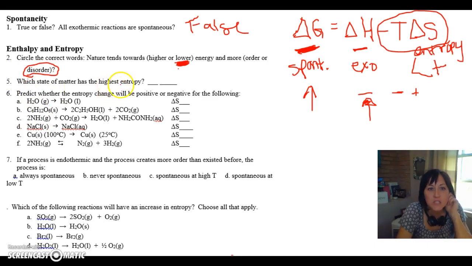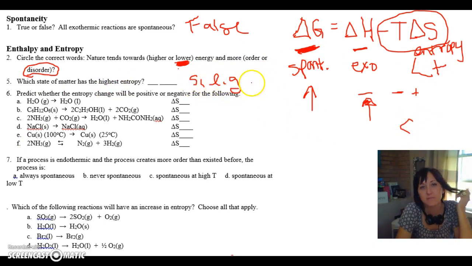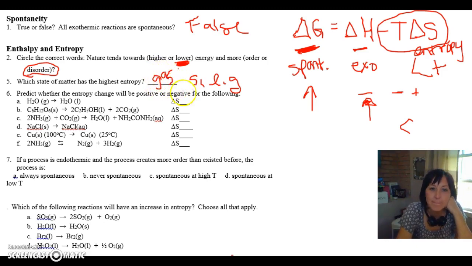All right, so which state of matter has the highest entropy? So has the highest disorder? Solids, liquids, gases. Hopefully you're saying gas, right? Good. So most disorder, gases. Predict whether entropy change will be positive or negative for the following.